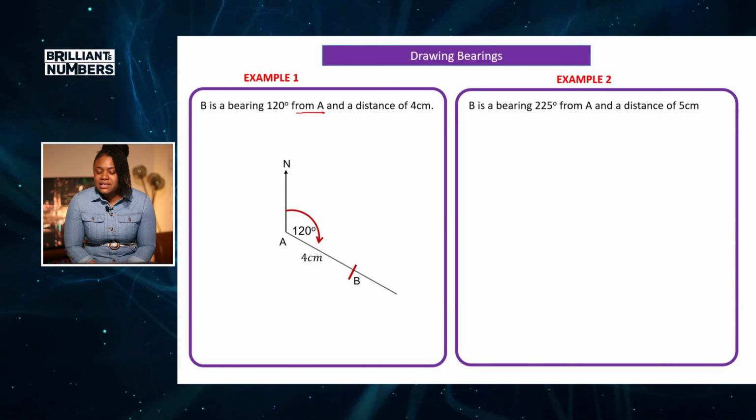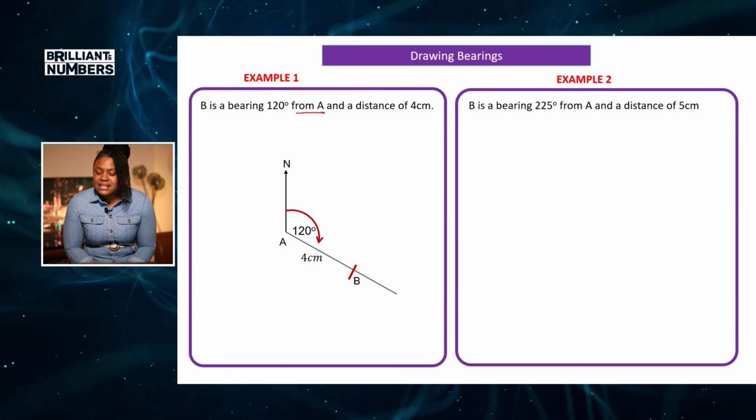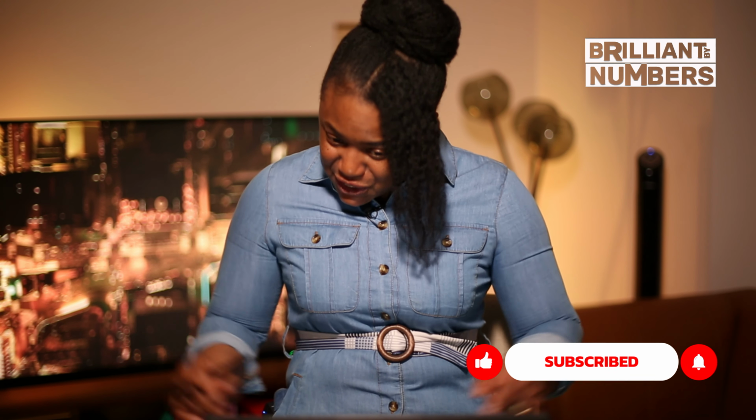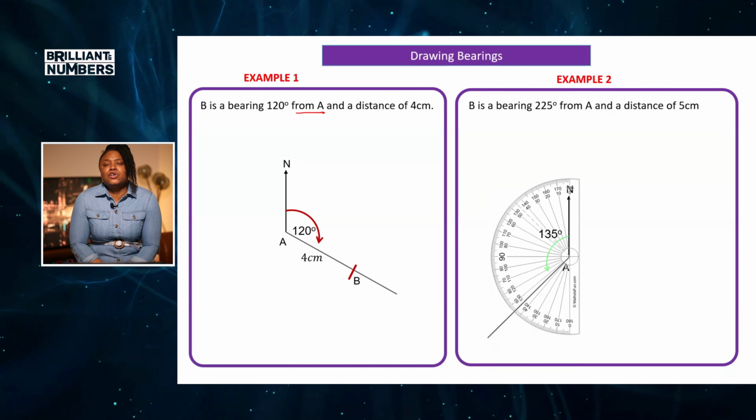Okay, so for the next question, we're told that B is a bearing 225 degrees from A, again from A, distance this time is 5 centimeters. So we go ahead, we establish our point A, establish our north line, we're going clockwise. I hope you noticed that this time we are drawing 225 degrees. And like I said before, unless you have a circular protractor, you would not be able to do that. So what we would need to do here is subtract 225 from 360 and then draw the smaller angle. Okay, so I'm going to measure the smaller angle, which is 135 degrees.